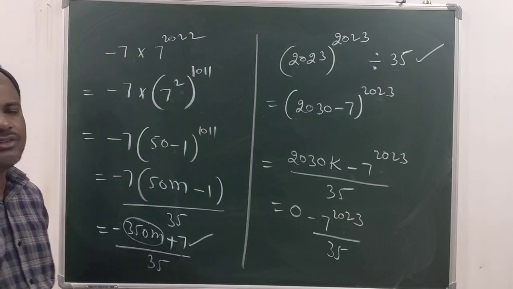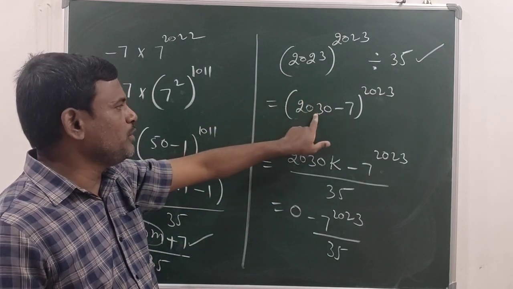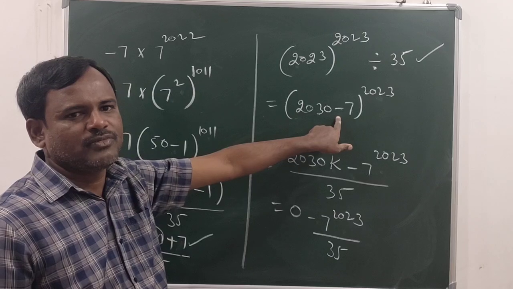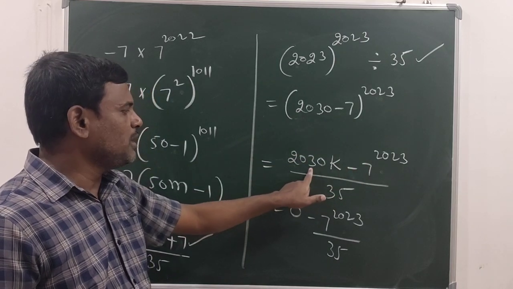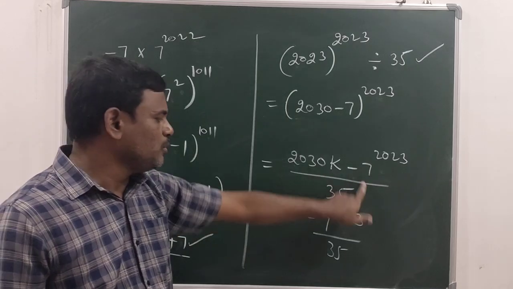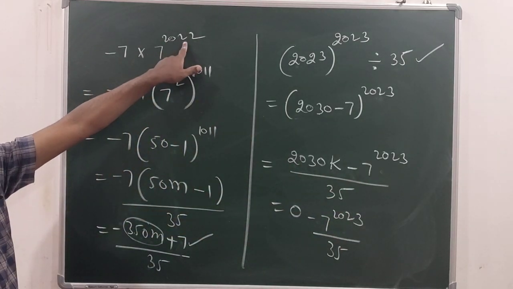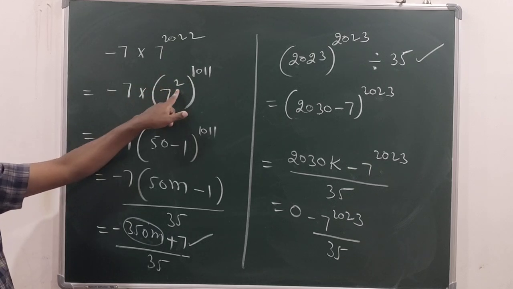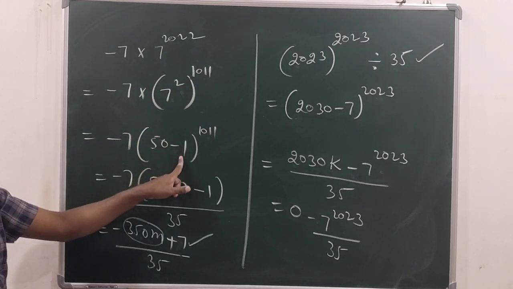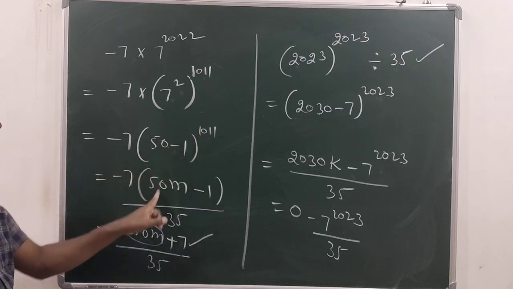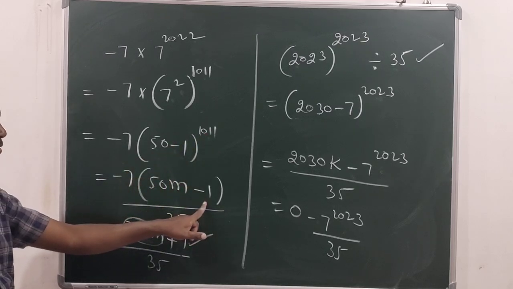How did I do it? In the first step I wrote this 2023 as 2030 minus 7. Next I applied the binomial theorem. This is the multiple of 35, hence I took this one. Again this one I wrote as minus 7 into 7 power 2022. In the next step I wrote 7 square power 1011. 7 square you can write as 50 minus 1. Now I applied the binomial theorem and got this. So I multiplied minus 7 with these two and got this.